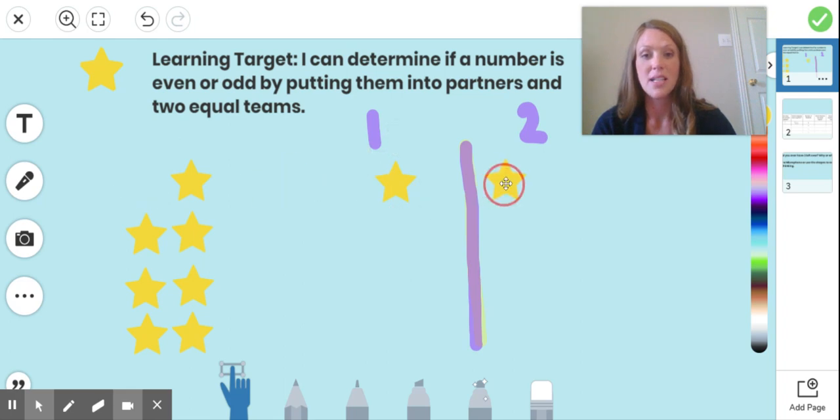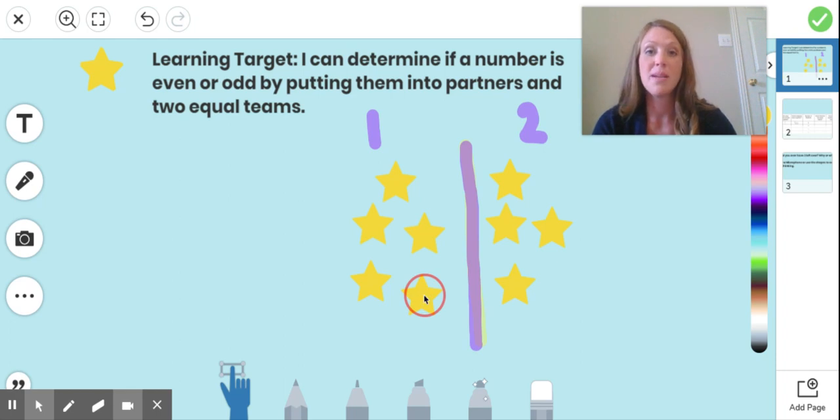Let's see. Team 1, team 2, team 1, team 2, and I'm going to go back and forth until I've used all my stars. Okay, so far I have 4 people on team 1 and 4 people on team 2. But if I put this star, which is the 9th star on team 1, then I have 5 people on team 1 and 4 people on team 2, and that wouldn't be fair. And if I put the star on team 2, then I have 4 people on team 1 and 5 people on team 2, and that wouldn't be fair. So we cannot make 2 equal teams. We will have 1 left over.